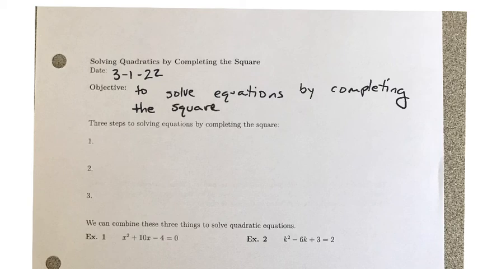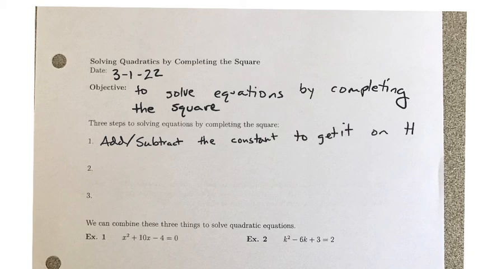So we're going to put together the stuff we learned from last Friday and from Monday in order to do this. And there are 3 steps to this. First step is add/subtract the constant to get it on the right. So you want things to look like x squared plus something x is equal to some number.